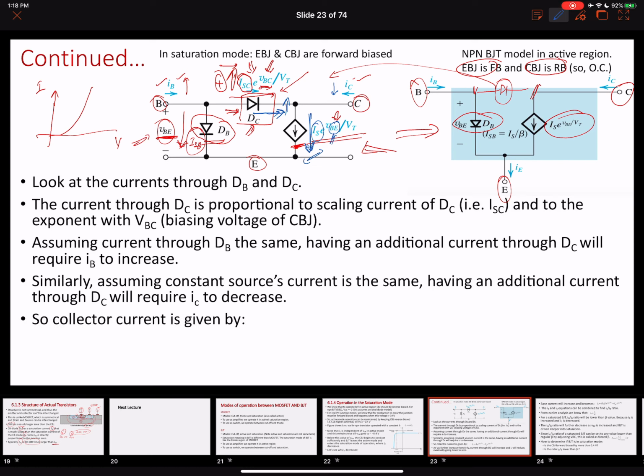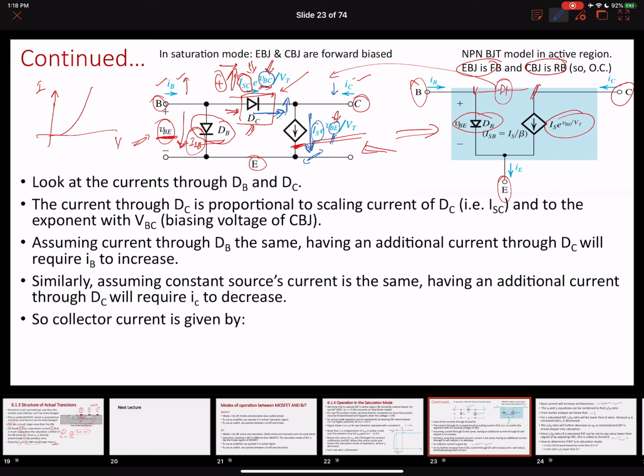So the impact of forward biasing the collector to base junction will be that our current through the diode DC will change, and the amount of that change will depend on the biasing voltage VBC. Now, as the current starts to flow through this diode DC, our base current has to increase to cater for this, and our collector current has to increase to cater for this current that is flowing through the diode DC.